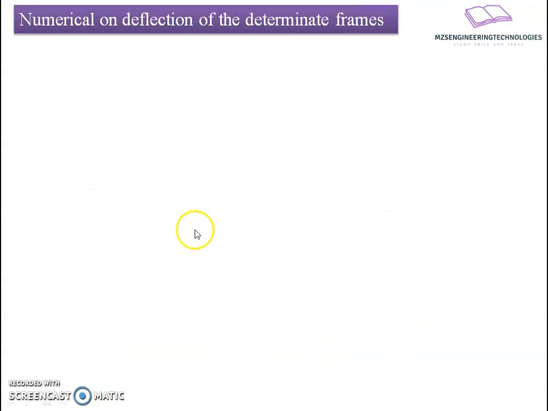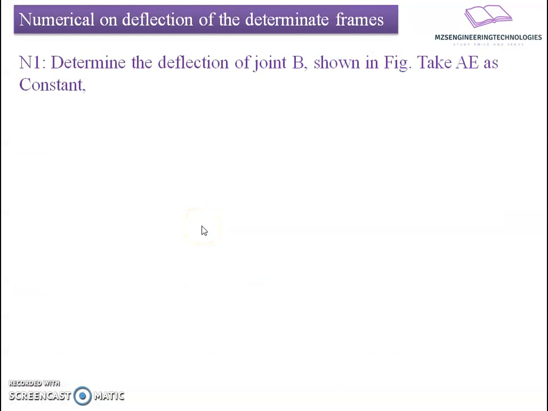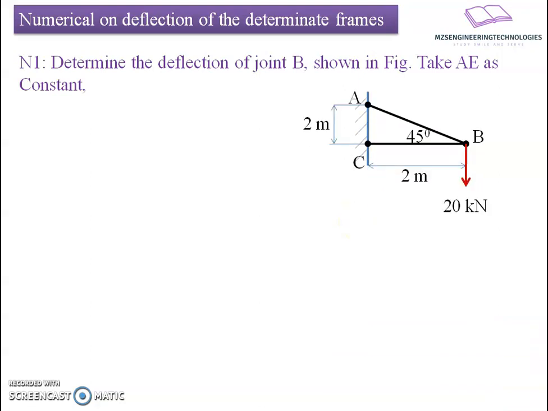Let's begin with numerical number 1, which states: determine the deflection of the joint B shown in the figure. Take AE as a constant. The given frame is a cantilever frame supporting a vertically downward load of 20 kN at joint B. Joints A and C are on a vertical wall at a distance of 2 meters, and the distance between joints B and C is 2 meters. From the geometry we can say angle B is 45 degrees.